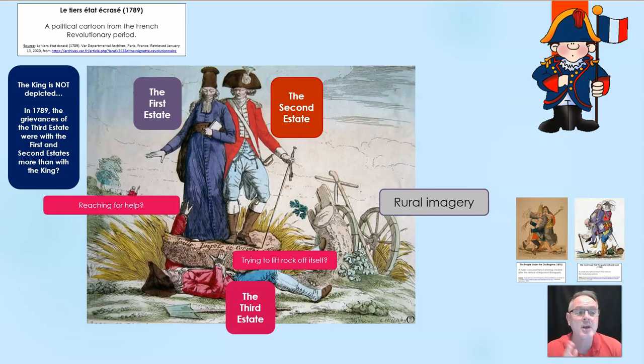Perhaps this would suggest that the king is not being singled out as responsible for the pain being suffered by our third estate at this time. Maybe the artist here, as a member of the bourgeoisie third estate, has grievances more with the first and second estates than with the king himself.